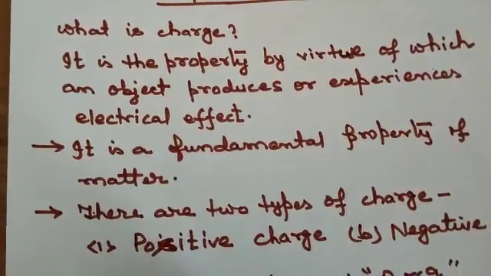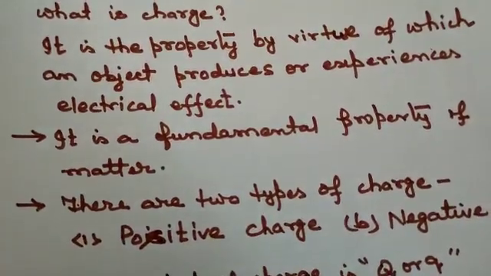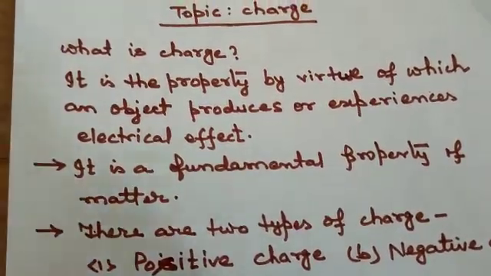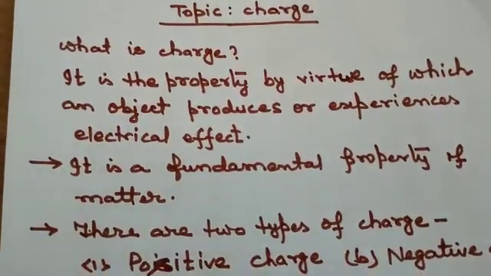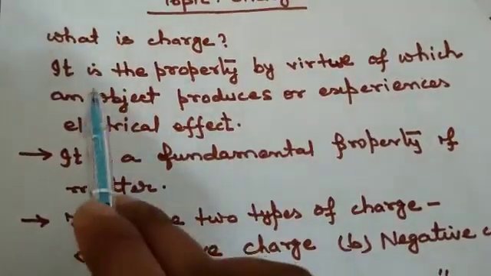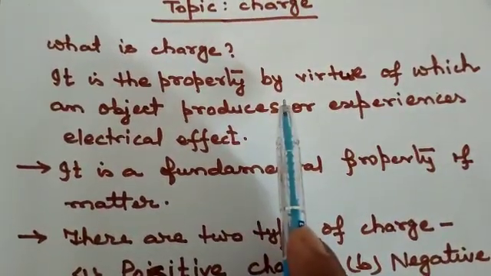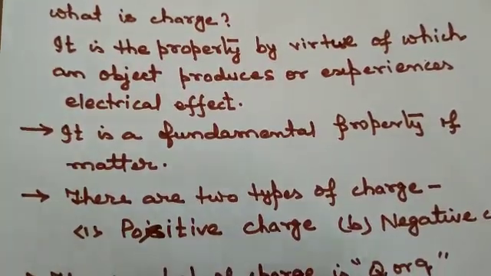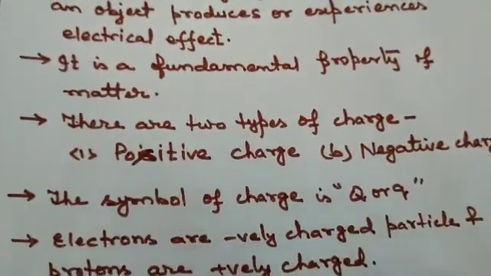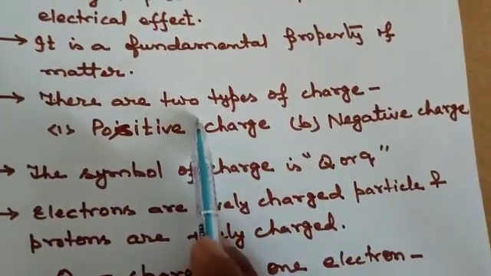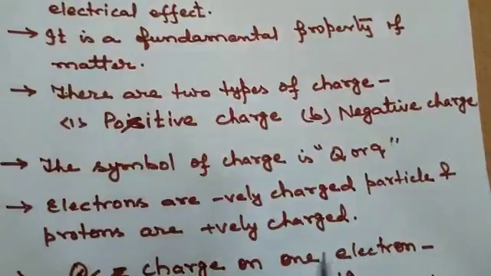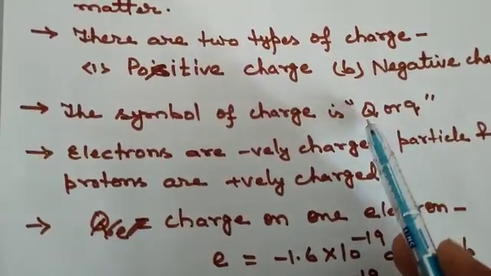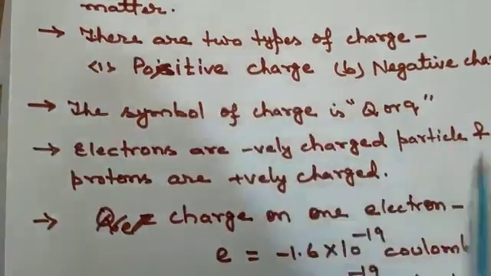What is charge? There is no clear-cut definition regarding charge, but we can define it based on their interaction or based on some basic properties. Charge is the property by virtue of which an object produces or experiences electrical effect. It is a fundamental property of matter. There are two types of charge. One is called positive charge, another is called negative charge. The symbol of charge is Q or q. It means you are free to choose capital Q or a small q.